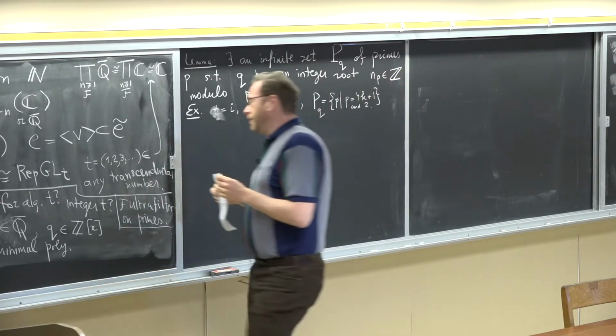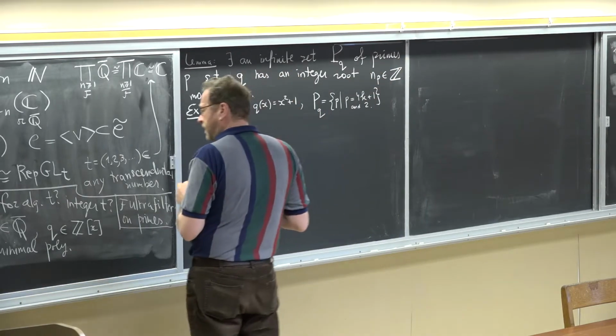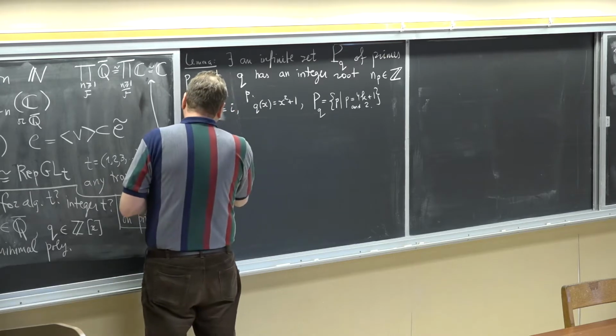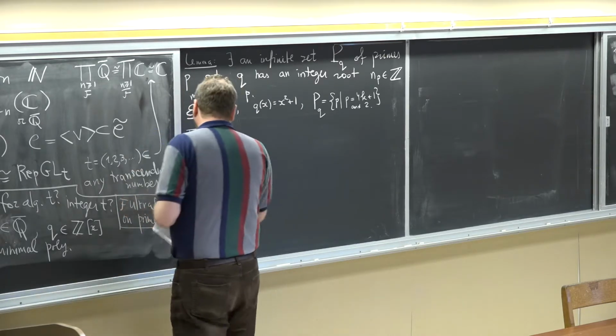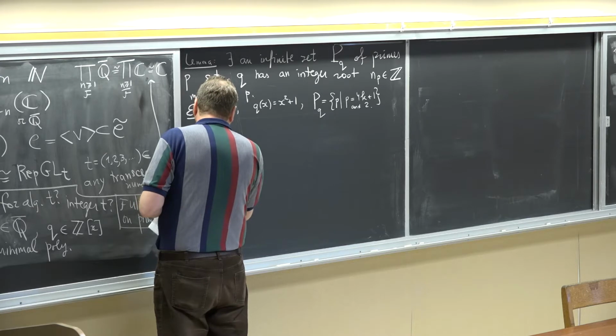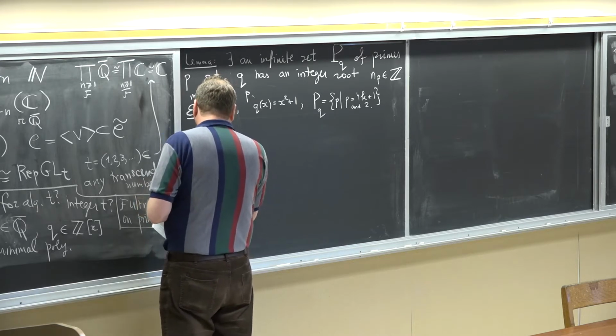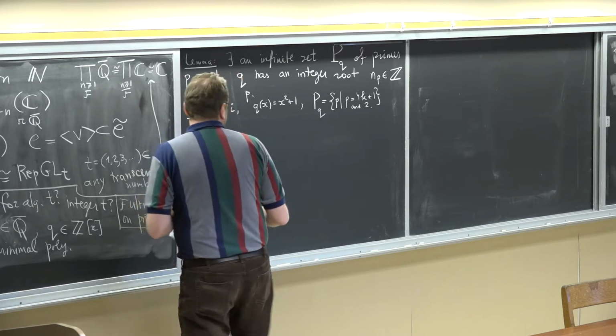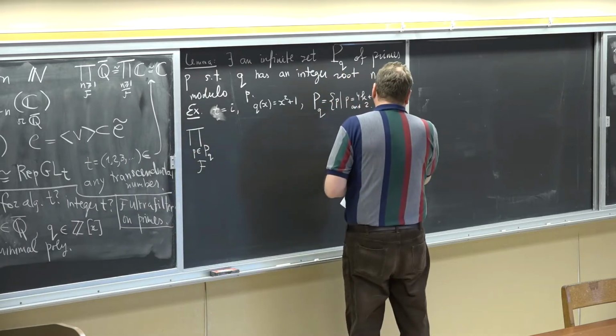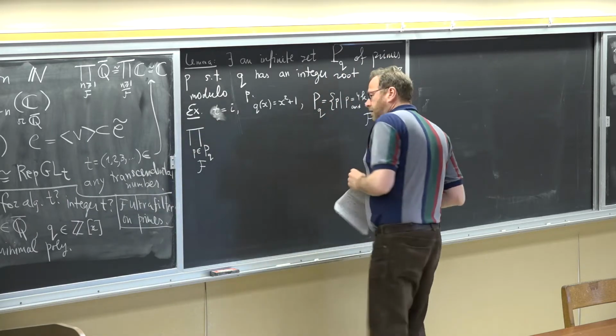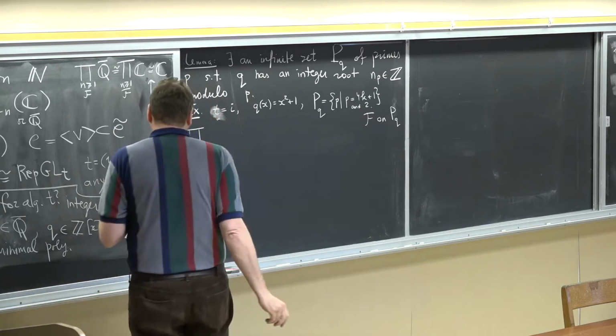so I can just fix some value of np. And then I'm going to take the product over all the primes p in this PQ, with respect to some ultrafilter F. So the F is going to be on this set PQ now. The only thing we need about this set is that it's infinite.